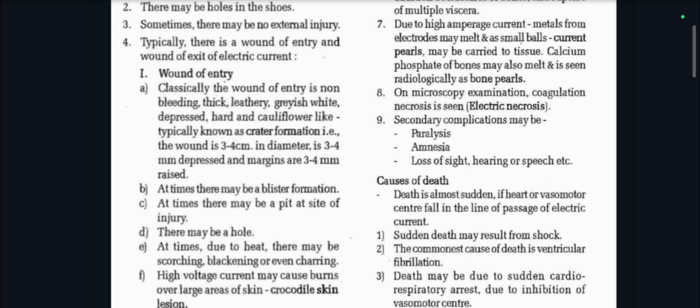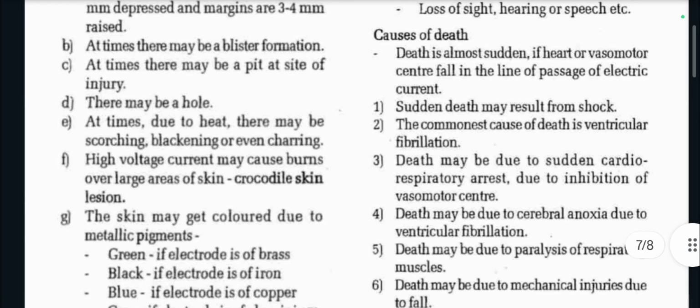So in simple words, just understand, the wound is non-bleeding, thick, leathery, greyish white, and it is large in diameter, so that is why it is called crater formation. Second point, at times there may be a blister formation, at times there may be a pit at the site of injury, there may be a hole, at times due to heat there may be scorching, blackening or even charring. High voltage current may cause burns over large areas of skin, and that is called crocodile skin lesion. So what I want to say is, just write about the diameter of the wound. It is larger. Then mention there may be a blister formation, a pit formation, a hole formation, and you have to write about crocodile skin lesion.